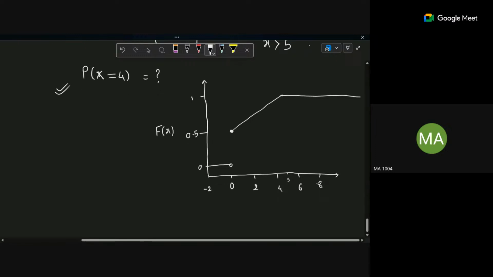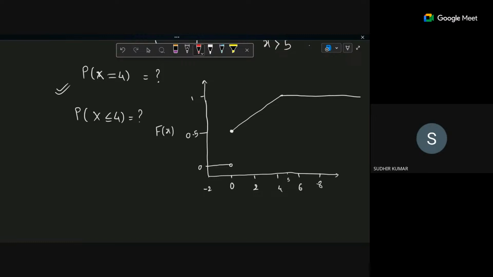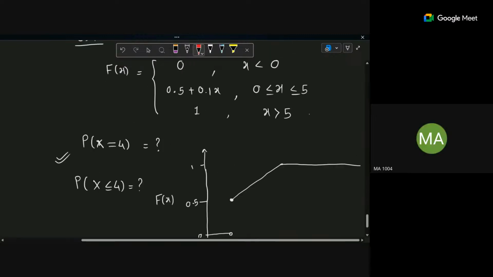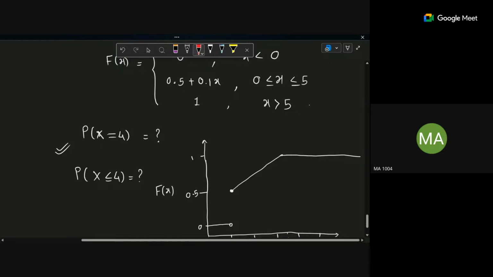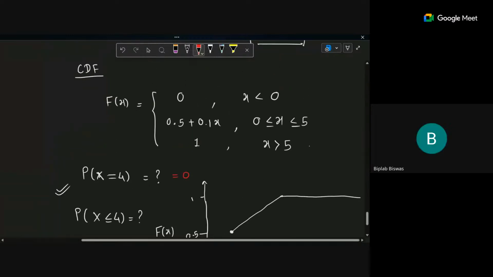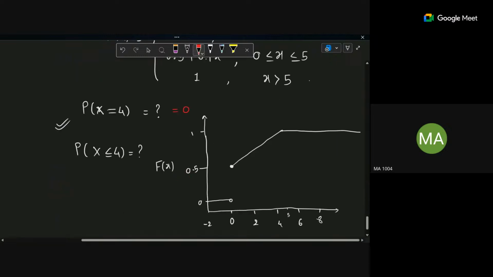Now, if someone asks you the probability capital X less or equal to 4, then 0.5. I just told you, don't rush. The question is changed, but somewhat similar. What is the question, ma'am, now? This is a CDF. You are asking what is the value at X less or equal to 4. Probability at x less or equal to 4. Again 0.